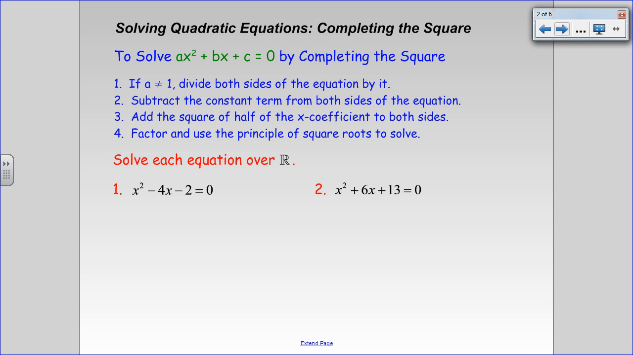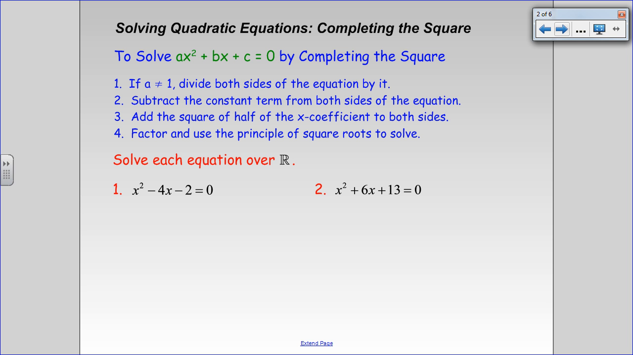First, if a, the coefficient of x squared, is not equal to 1, we will divide both sides of the equation by it. Second, we'll subtract the constant term from both sides of the equation. Third, we will complete the square, adding the square of half of the x coefficient to both sides. And then finally, we will factor and use the principle of square roots to solve our quadratic equation. In all the examples that follow, we're going to be solving the equations over the set of real numbers. So we will include only real numbers in our solution sets and not imaginary numbers.